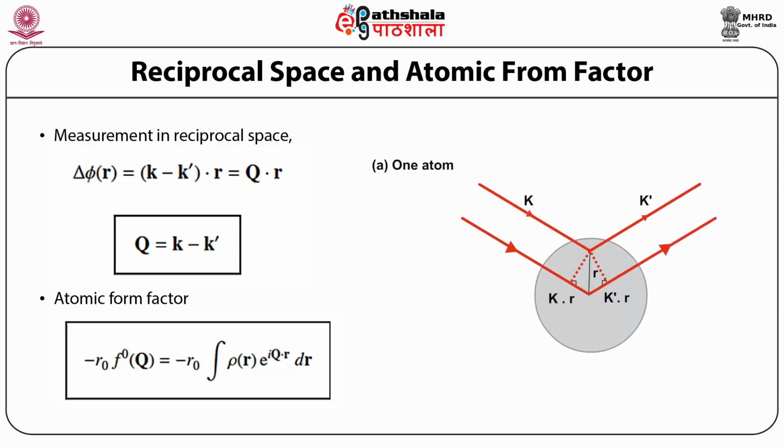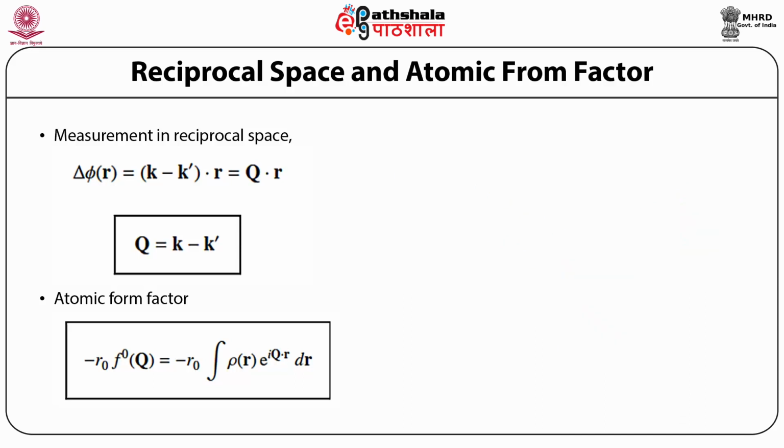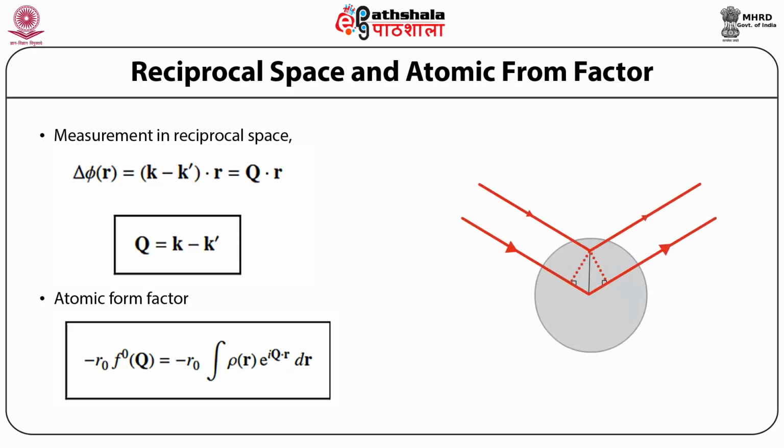Suppose you are using sodium, then it will have one form factor, and then you are using copper, it will have another form factor, because the distribution of electron around the atom changes, so that changes the strength of scattering. So first we have to understand the scattering power of an atom. So you can say that atomic form factor is a representation of a scattering power of an atom.